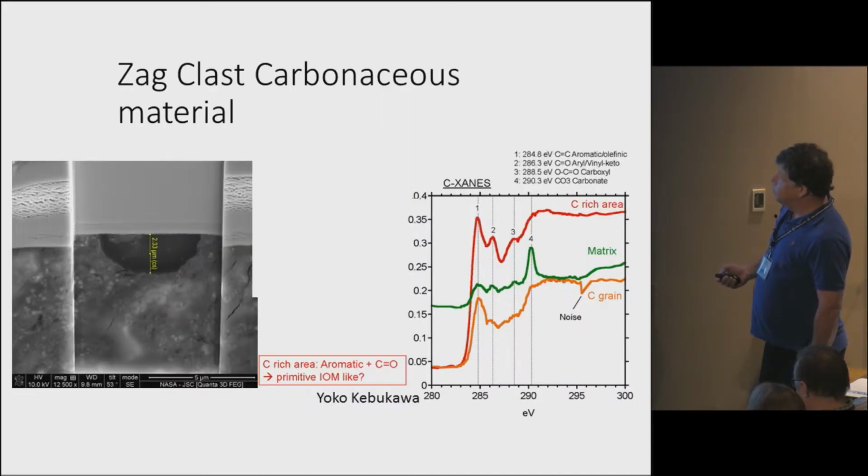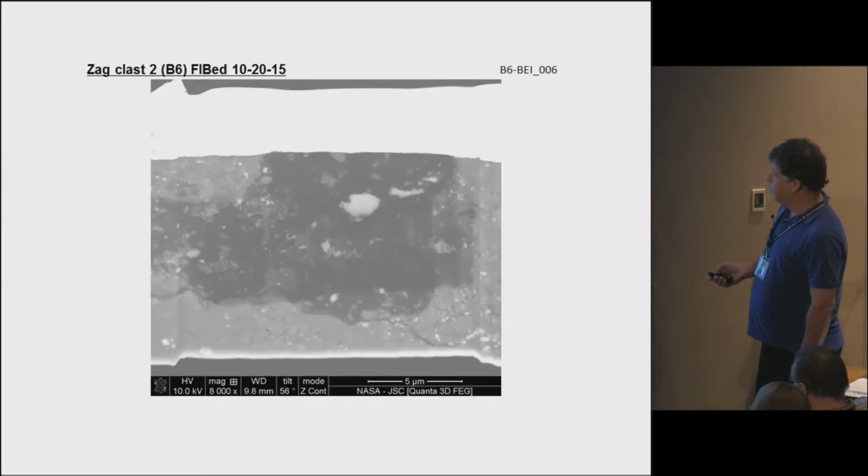And this just shows you a FIB sample of one of these organic grains. This is actually an organic nanoglobule. It was cut in half by polishing, and it's got a really wide range of organics just going from place to place in this one organic nanoglobule. This is work done by Yoko Kibokawa and her collaborators in Japan. Hopefully published very soon, as I said, in Nature Astronomy.